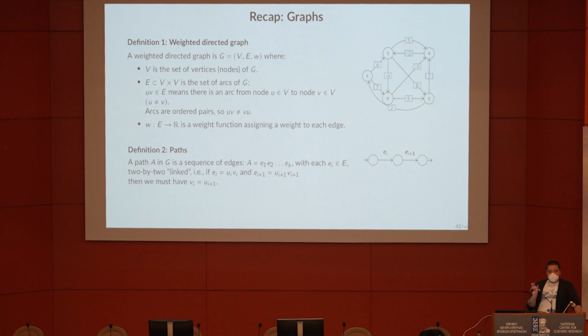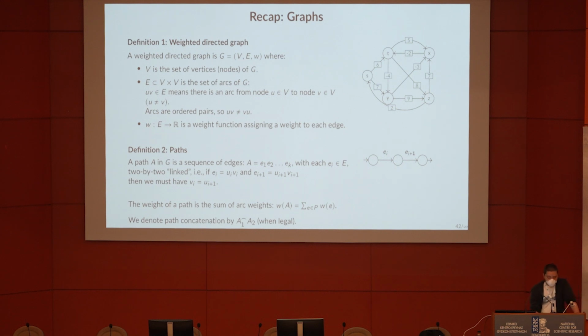And all of those edges must be 2 by 2 linked. When one edge ends, the next one must start. Okay? We can extend the weight from edges to paths by summing up the weights of each edge along the path.